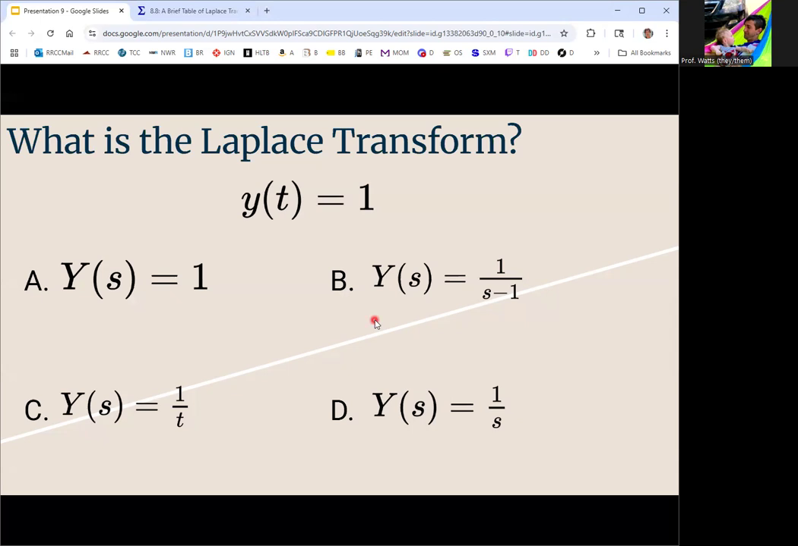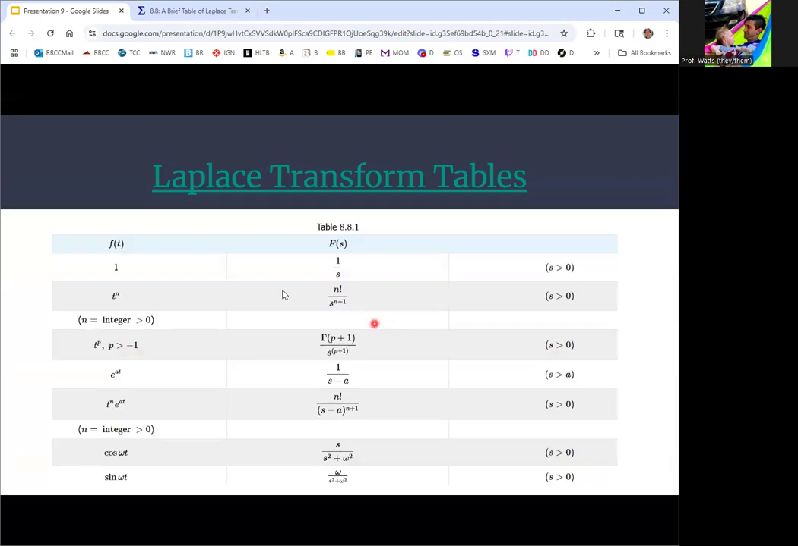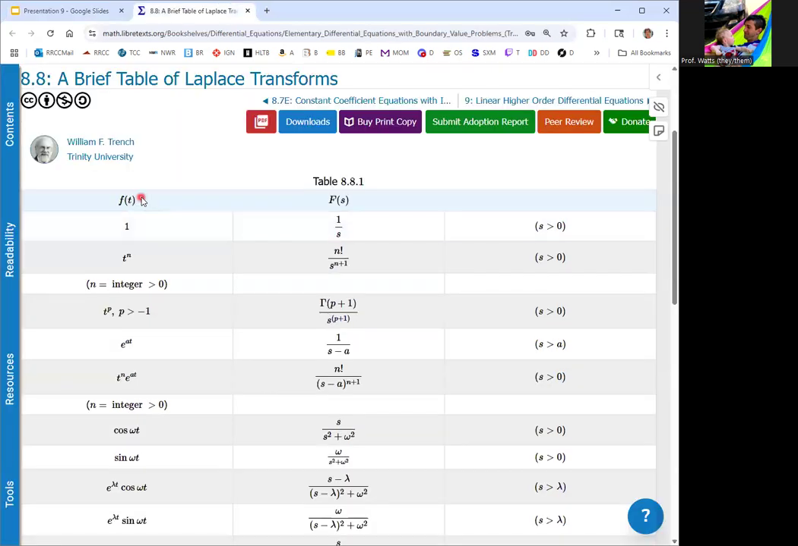These integrals are tough even for basic functions, so most of the time we'll actually be using a table. There's a table linked here and in the book, table 8.8.1 of some Laplace transforms. The source function as a function of t is in the left column. The Laplace transform as a function of s is in the middle column. And there are restrictions on the sign of the independent variable in the right column.